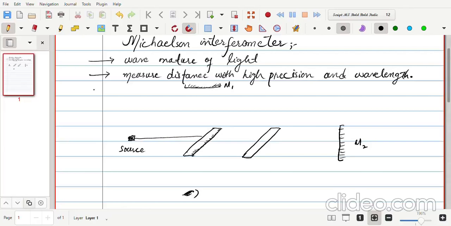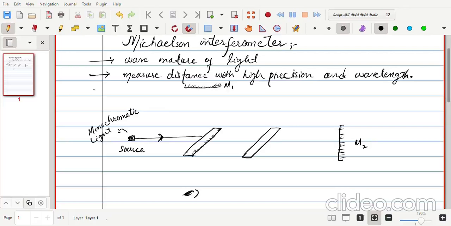Now, how does this experimental setup work? We have a source that emits light. This light ray moves towards the partially reflecting mirror, and this light is monochromatic. Why do we use monochromatic light here? Monochromatic light is used to study the interference pattern clearly. Otherwise, if we use white light, we cannot observe a clear interference pattern.